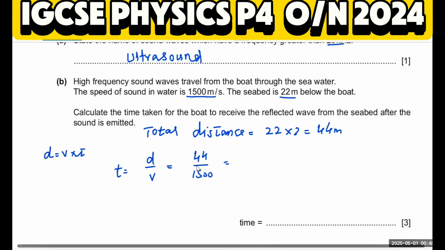That will be equal to 0.029 seconds. Again, the unit is missing, so you have to write the unit of the time. So this is the answer.